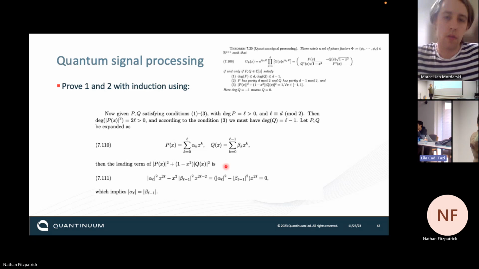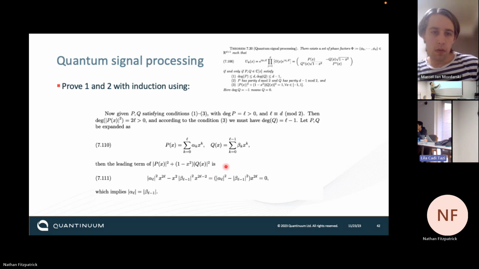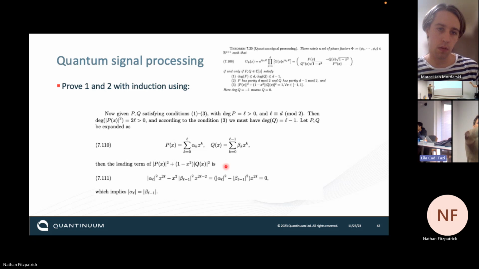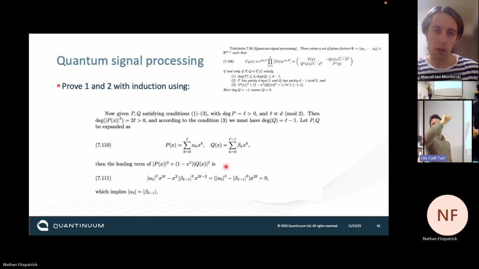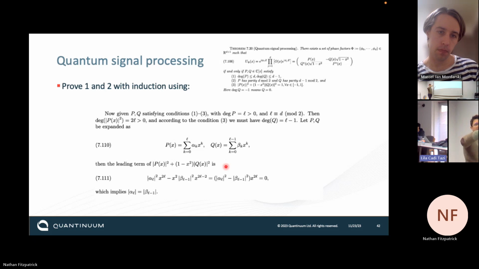Because remember, condition 2 was this kind of strange one that said the parity must be different, they must differ. So just to be clear, parity here means it's either an even function or an odd function.